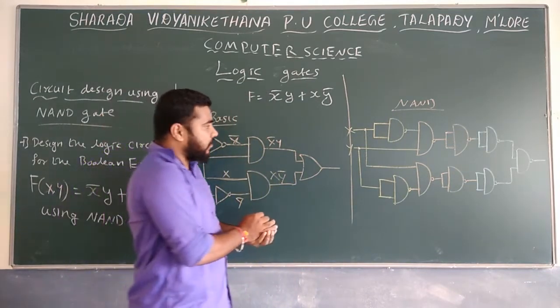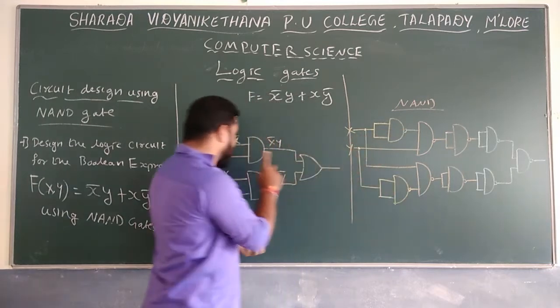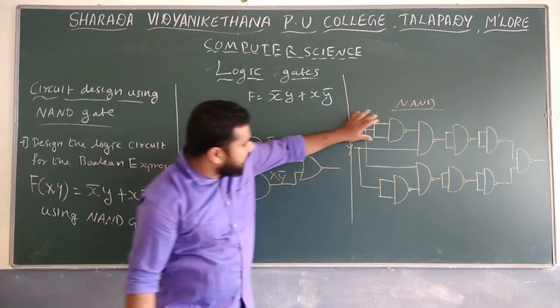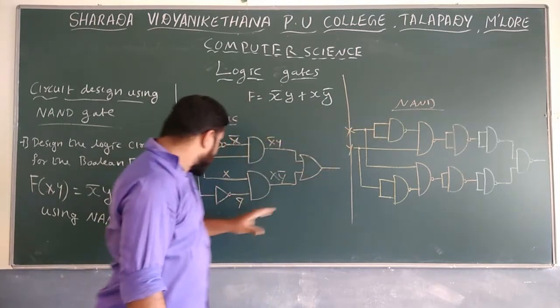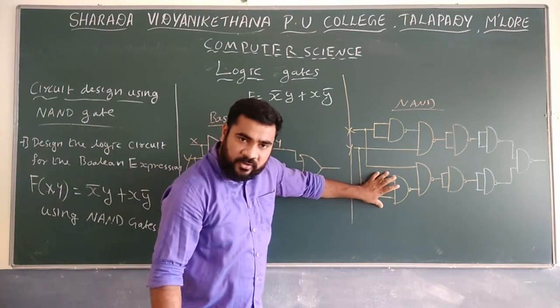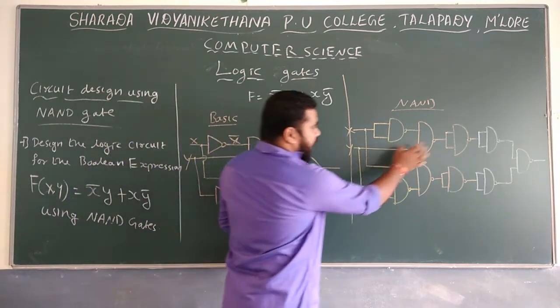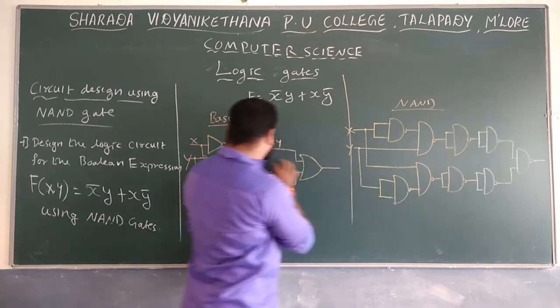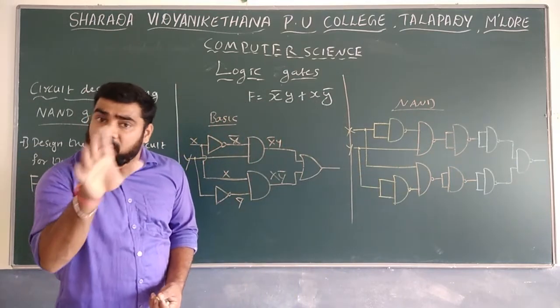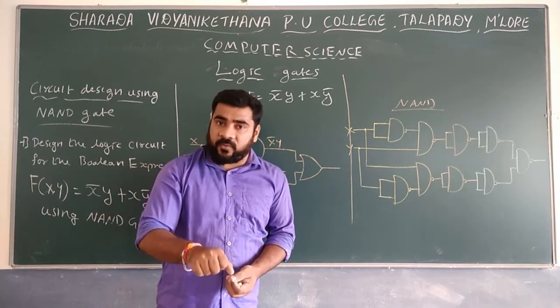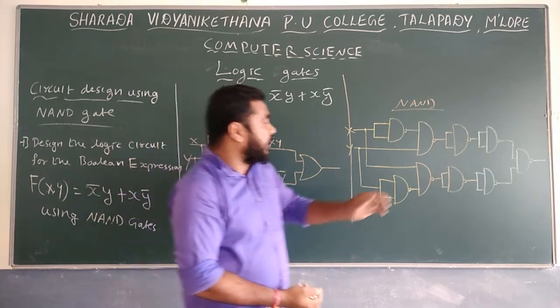See here, which I wrote in yellow, there is only one gate, this NOT gate. We know that. The next is the AND gate. If you have to construct the AND gate, these two gates are required. Two NAND gates are required to construct one AND gate.